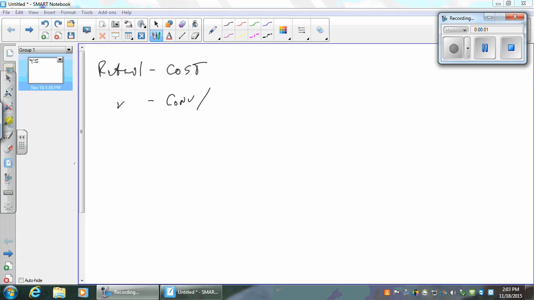Retail cost, and then we've got retail conventional, which is really what? Lower cost. Yeah, estimating lower cost or more. Okay.